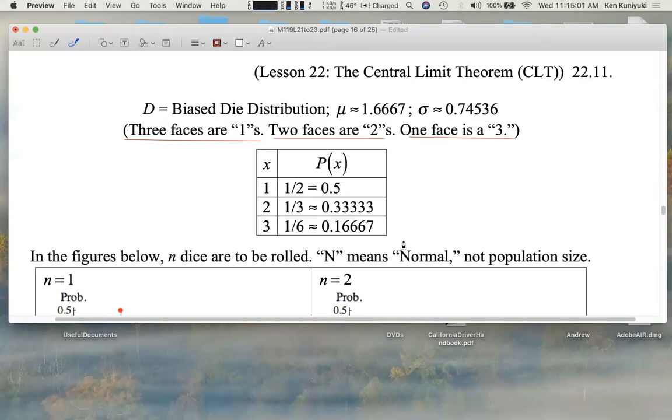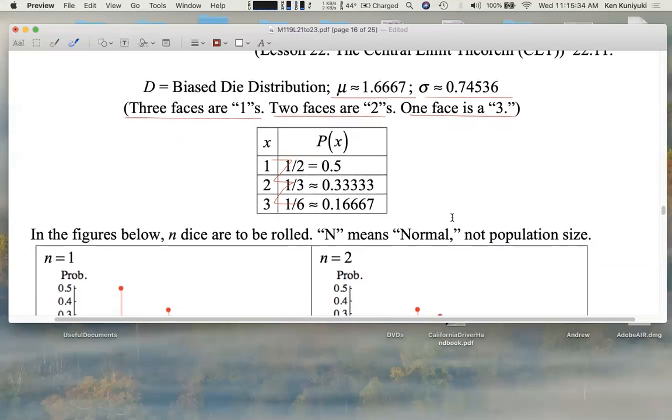This is not a uniform distribution. And the mean is not obtained by adding these up and dividing by 3. You have to use the zigzag. This times this, plus this times this, plus this times this. The mean is about 1.7. It's biased more towards the 1 as opposed to the 3 because a 1 is much more likely than a 3. The standard dev is about 0.75. Again, we didn't cover that calculation before, but take that on faith.